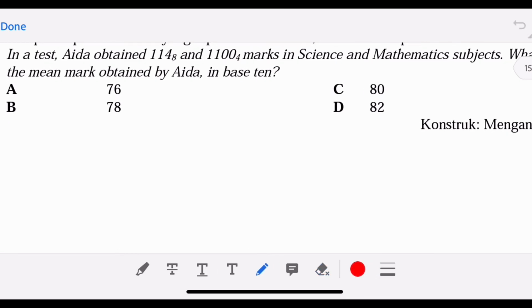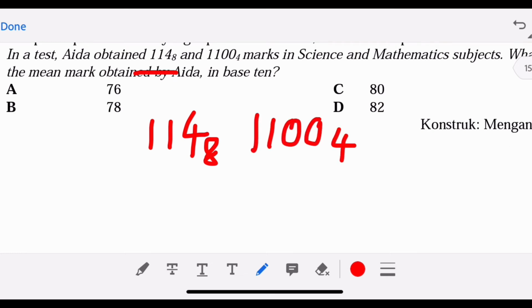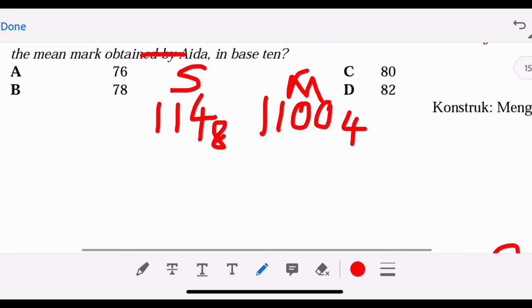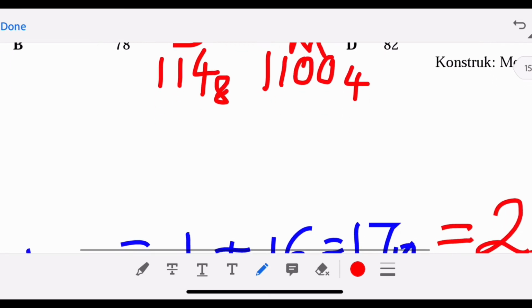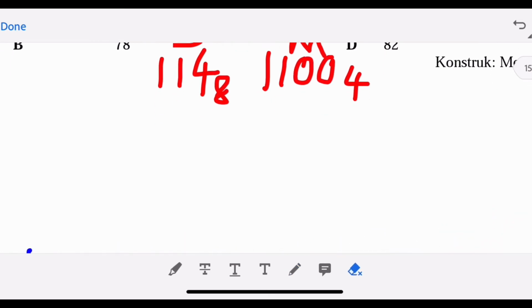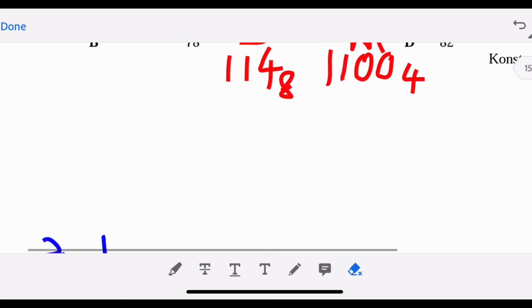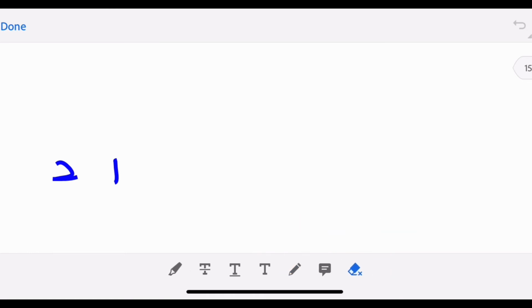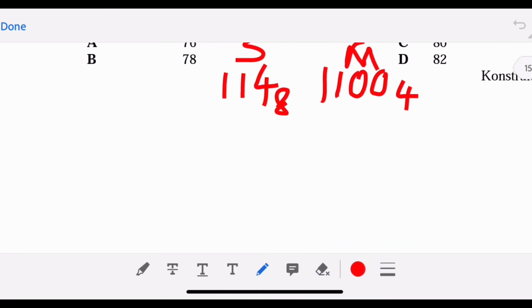In a test, Ida obtained 114 base 8 and 1100 base 4 marks. This one is science and maths marks. Alright, what is the mean mark obtained? Mean means in base 10. Okay, we want to convert to base 10 first. Remember what I say? We draw the table, so that we won't make mistake.